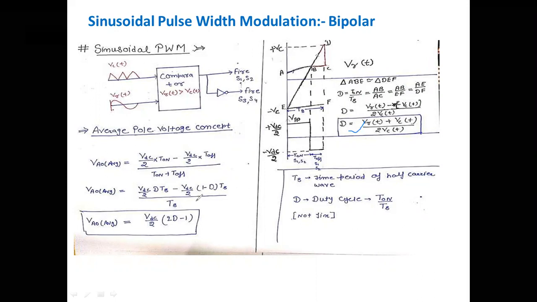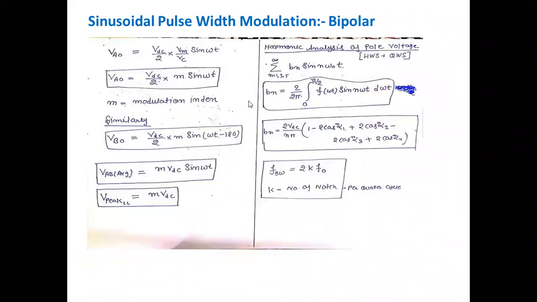I get 2D. If we put the value of D here, this will give you 2 VRT plus 2 VCT, and by taking the LCM, this minus 2 VC, so the 2 VC and 2 VC will cancel, and you will get VRT upon VCT. Okay, what we get? VRT upon VCT. And do you know what VRT upon VCT is? That is the modulation index. You studied that the ratio of the reference voltage to the carrier voltage gives you the modulation index.